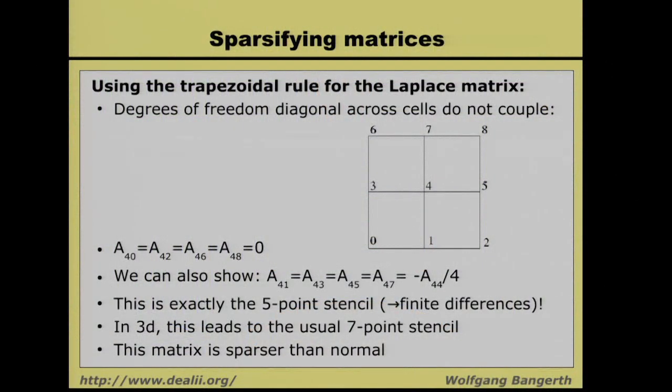If I do this in 3D, I get the 7-point stencil out of it, and that shows, for example, that the 5 and 7-point stencils converge if I can show that the quadrature is appropriate, which it is in this case.